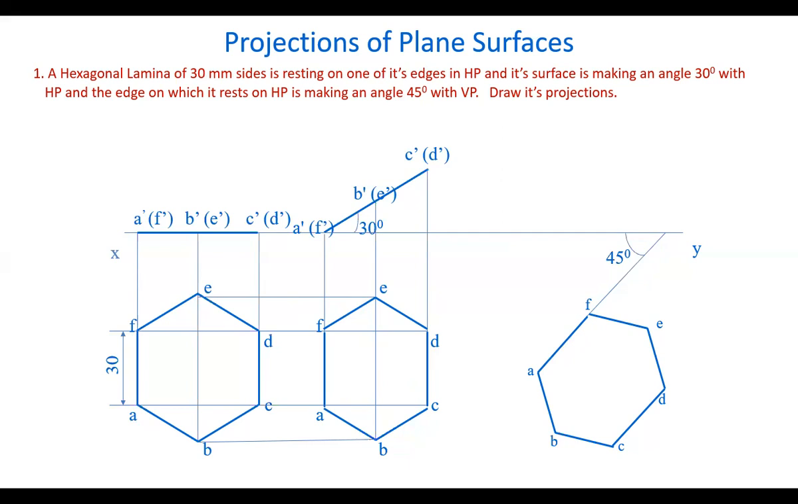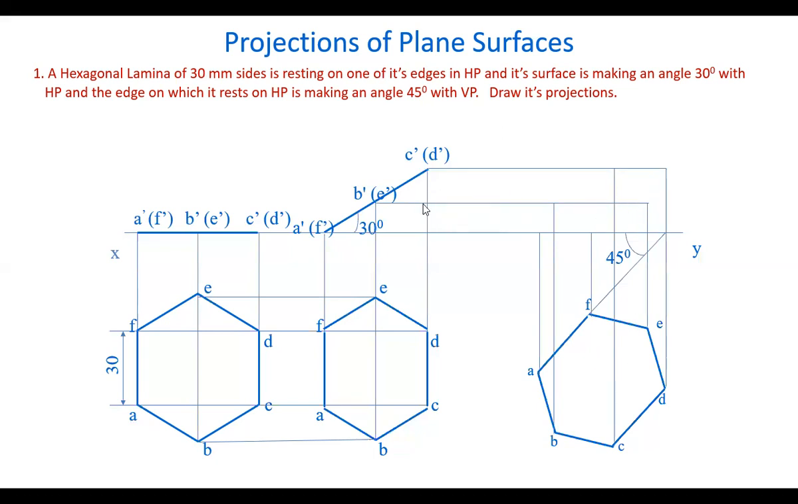From this, we draw the front view. How? Draw projectors from all the points here and draw horizontal lines from these points. Now, you get the intersection points. Mark them A, B, C, D, E, F. Join all the points by straight lines. We get the front view. So this is the hexagon appearing like this in the front view, and this is the top view. These are the final projections of the hexagon satisfying all the given conditions.